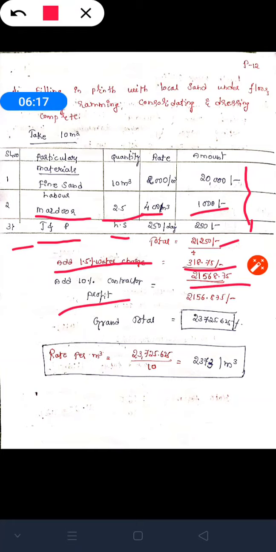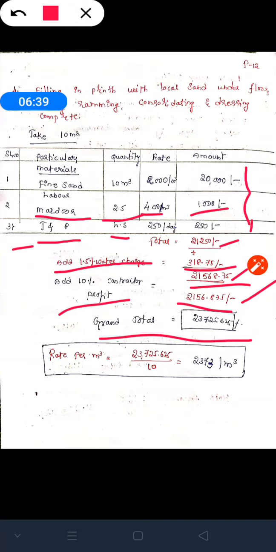After adding the contractor profit, I got the amount 2156.875. Then after adding 21,568.75 plus 2156.875, the grand total I got is 23,725.625. This is the grand total.